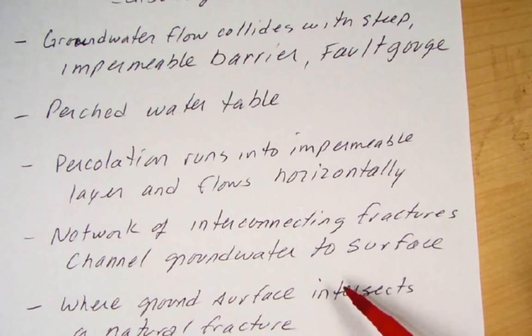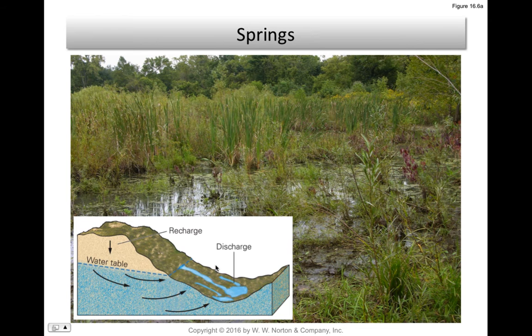Maybe there's a network of interconnecting fractures that channel groundwater to the surface, or maybe the ground surface intersects some of these natural fractures or joints in rocks. So for springs, again, here's an example of the water table intersecting the ground surface. So you get natural discharge that occurs here.